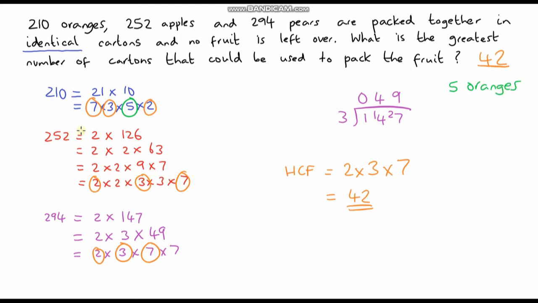How many apples will there be in each carton? Well, we just need to look at what's left over. So it's going to be 2 times 3, so it's going to be 6 apples in each carton. And how many pears? Well, there's going to be 7 pears in each carton. Now, the question didn't ask us how many pieces of each type of fruit there were in each carton, but I just thought I'd do that to give you a bit of context as to what's going on. So we've got 5 oranges, 6 apples, and 7 pears in each carton. And there are 42 cartons.